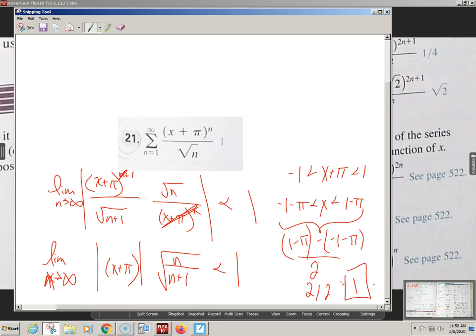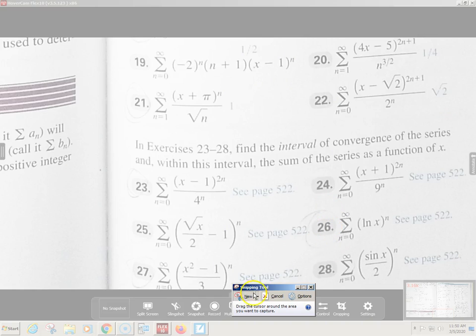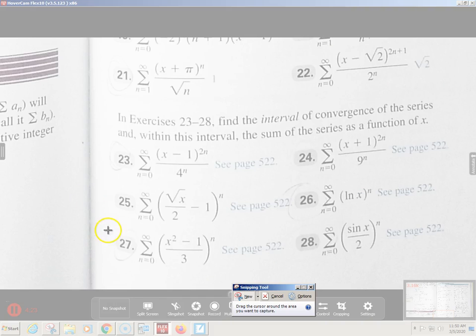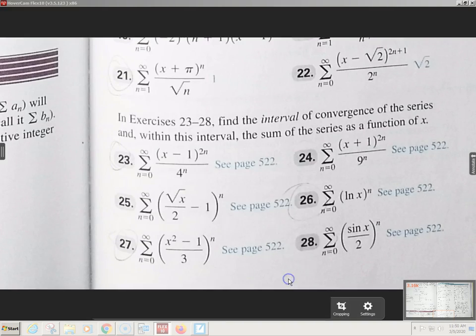And then Jacob, number 27. It's in a different section, asking for the interval of convergence, and then the sum of the series as a function, which is where it gets kind of interesting. Skipping down here to number 27. So starting off the exact same way, the n plus first over the nth.